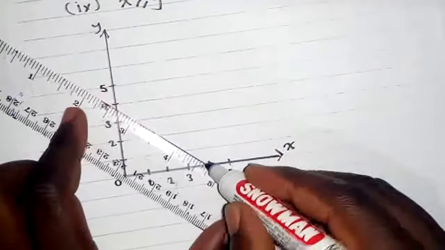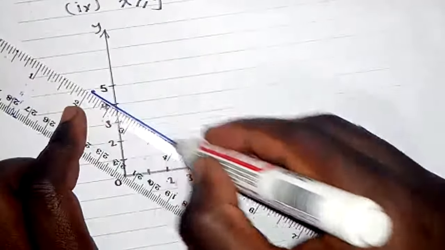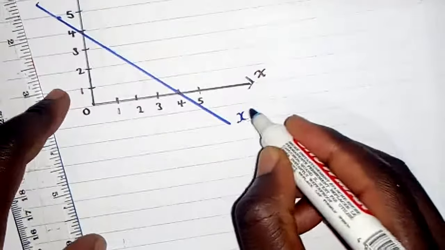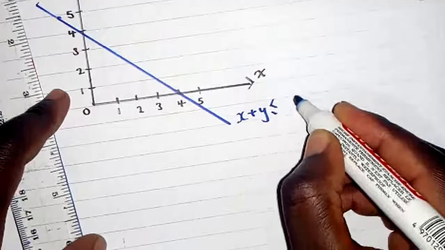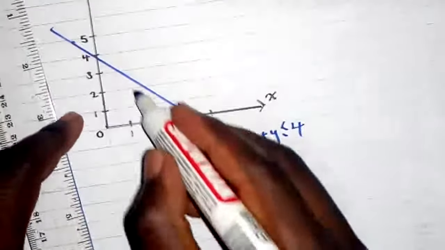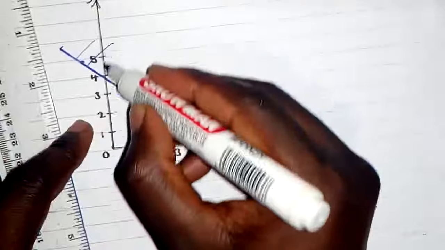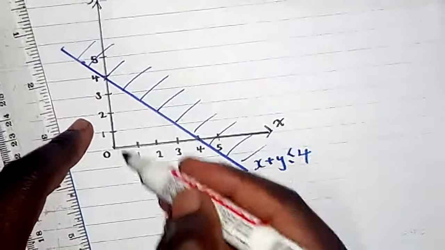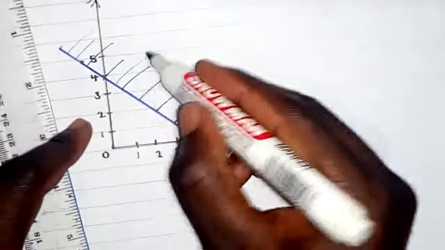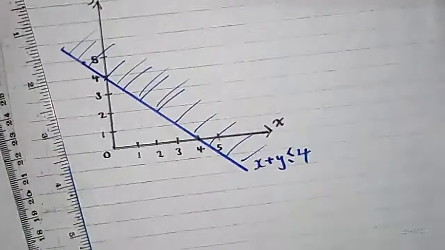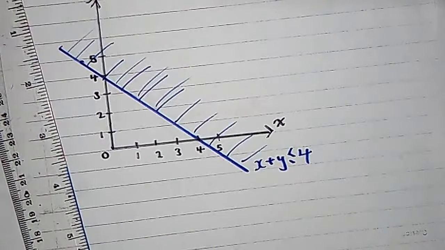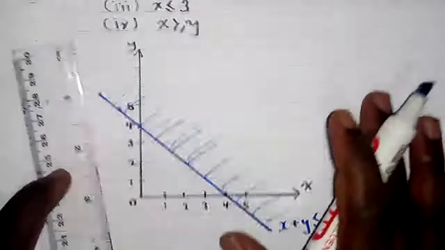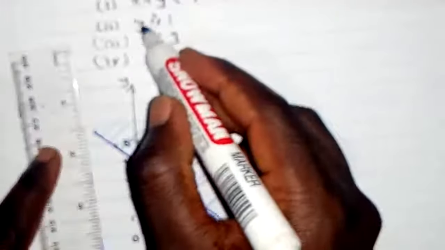It will pass through 4 here. This is how it will look. You even write x plus y is less or equal to what? 4. So less, it's here. So you shade the unwanted, the top part, like this. The wanted is down, so you shade what we don't want, because less is down here.